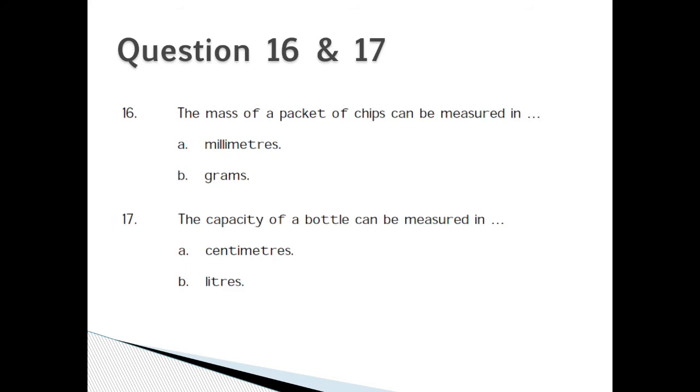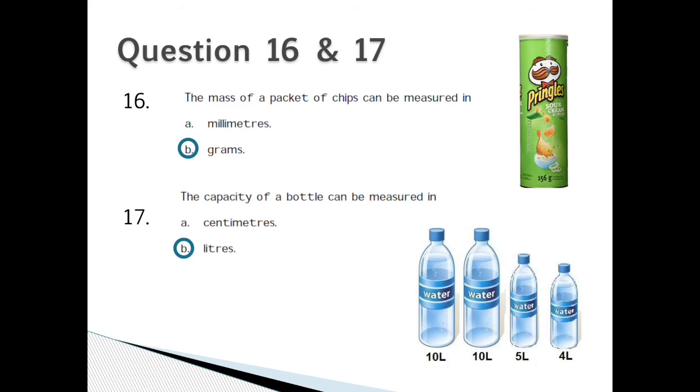16. The mass of a packet of chips can be measured in A, millimeters, or B, grams. 17. The capacity of a bottle can be measured in A, centimeters, or B, liters. 16. The mass of a packet of chips can be measured in B, grams. And 17. The capacity of a bottle can be measured in B, liters.